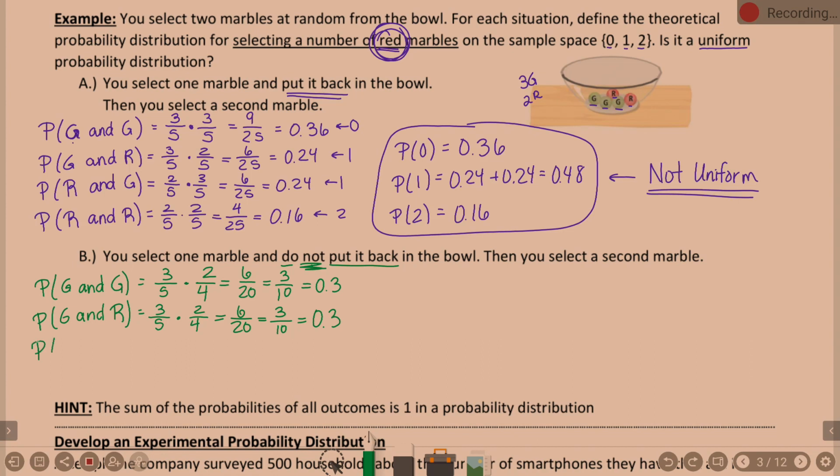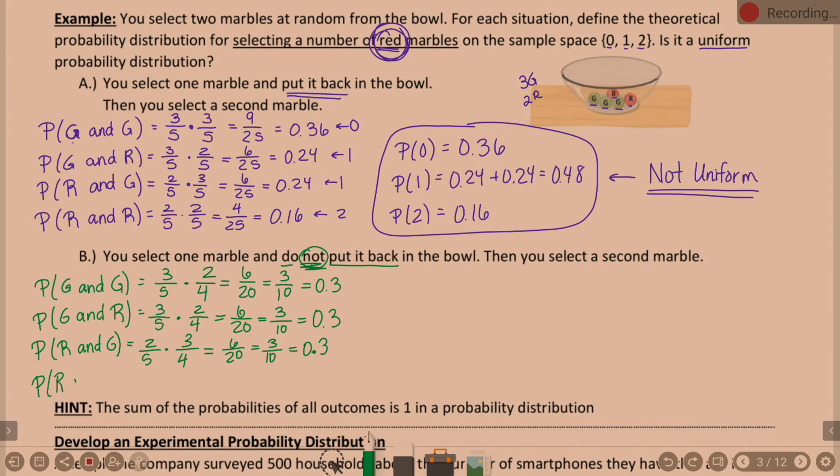Okay, so those were the options if green is drawn first. What about if red is drawn first? So red and then green. Probability of drawing red first, 2 out of 5 marbles. I draw a red and I do not put it back. Probability of drawing green. Well, I'm selecting only from 4 marbles, but I still have 3 green to choose from. So 2/5 times 3/4. Multiply across, 6/20, which reduces to be 3/10, which is also 0.3 as a decimal.